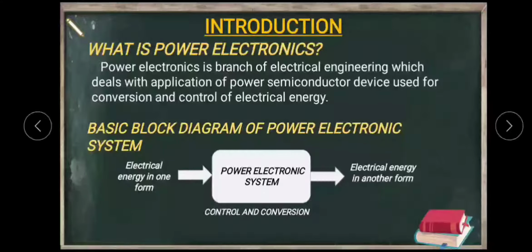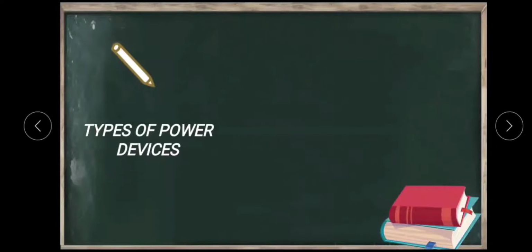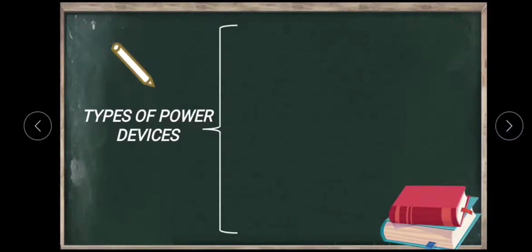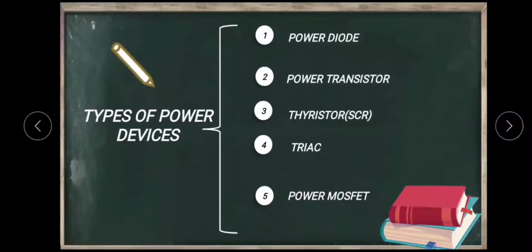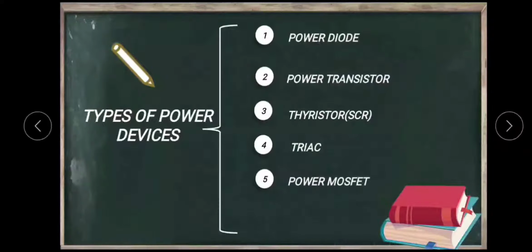For your syllabus, you have 6 power semiconductor devices. That is, one is power diode, second one power transistor, third one SCR or thyristor, fourth one triac, fifth one power MOSFET, and sixth one IGBT. So now we'll see one by one.